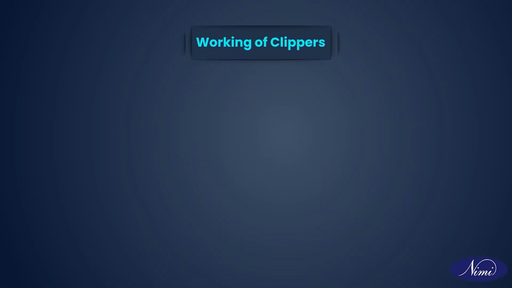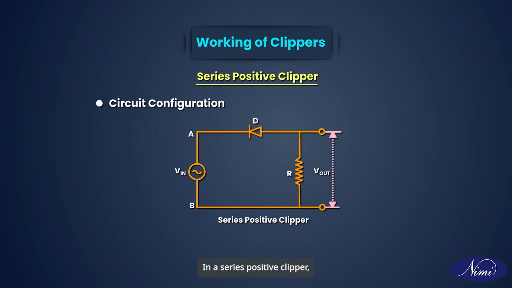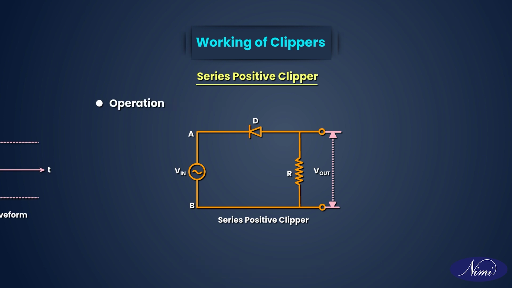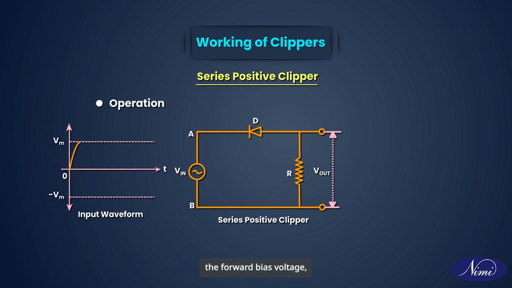Working of clippers. Series positive clipper. Circuit configuration. In a series positive clipper, a diode is connected in series with the input signal source and a load resistor. The diode's cathode is connected to the input signal source. Operation. When the input voltage exceeds the forward bias voltage, the diode conducts, effectively shorting the signal to the forward bias voltage.